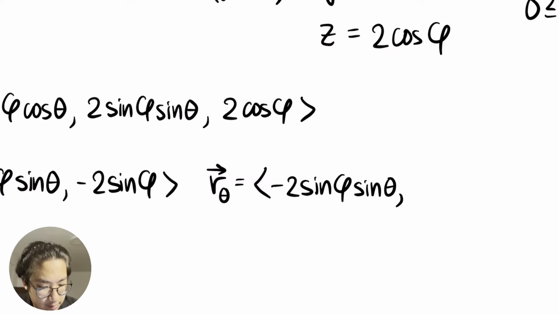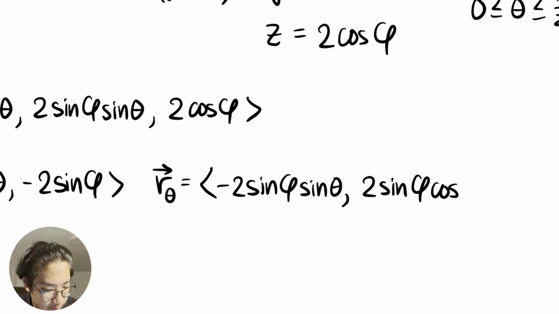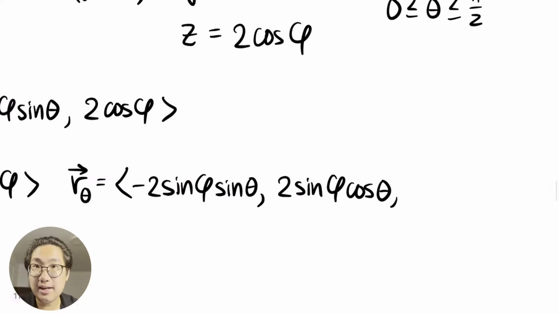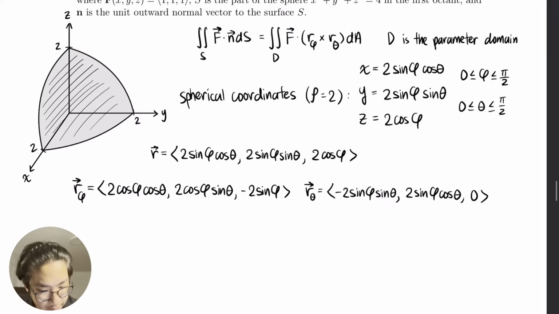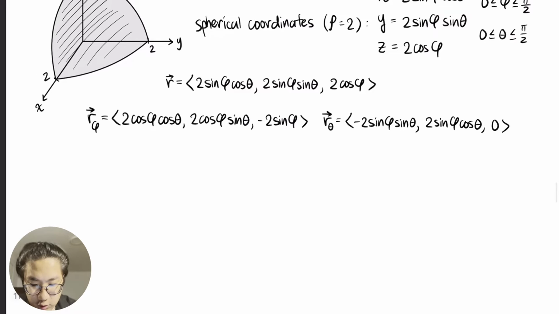So sine theta, and then same idea here, except this is now 2 sine phi cos theta. And then in this last component over here, we notice that theta doesn't appear at all, so we simply have a 0 here. Just making sure that's correct. Yeah, and we're good there. Okay, and then next we want to find the cross product.